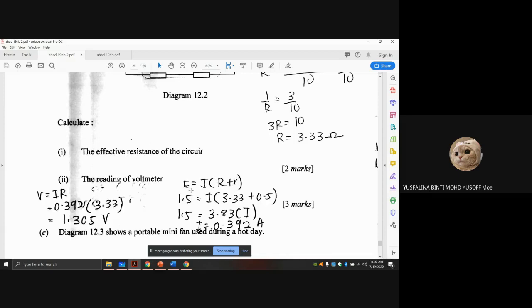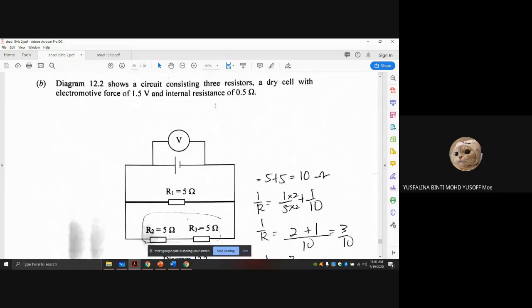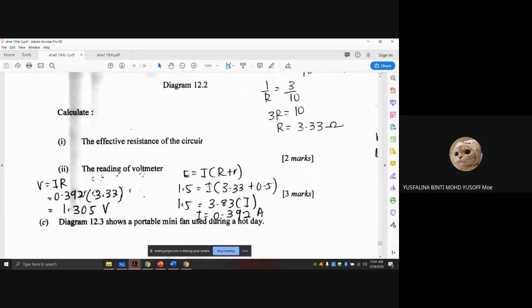The EMF is already given, 1.5. I you need to find. R here is the effective resistance you already counted before, 3.33, and the internal resistance here is 0.5. Then you solve it, and you get I is 0.392. Then you just replace the value inside the formula here, and you get 1.305 volt. So that's the answer for this one.